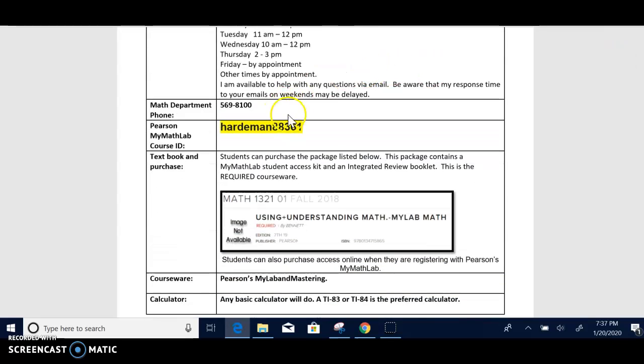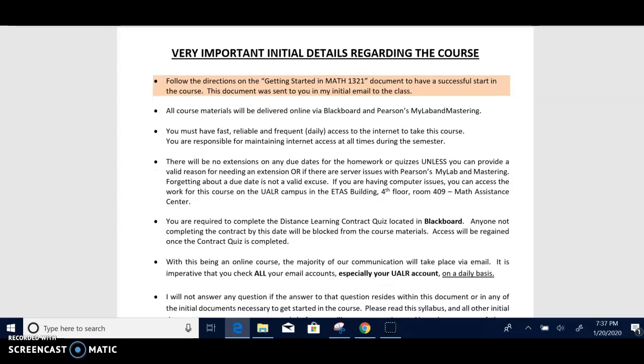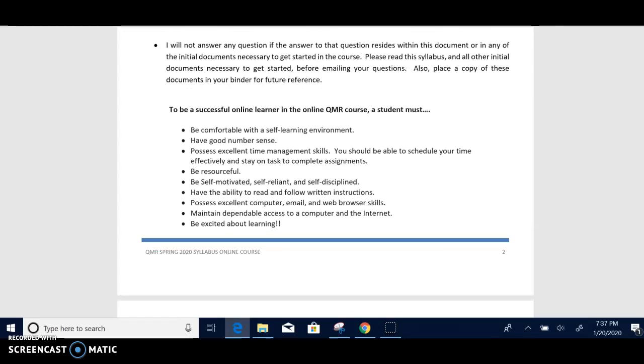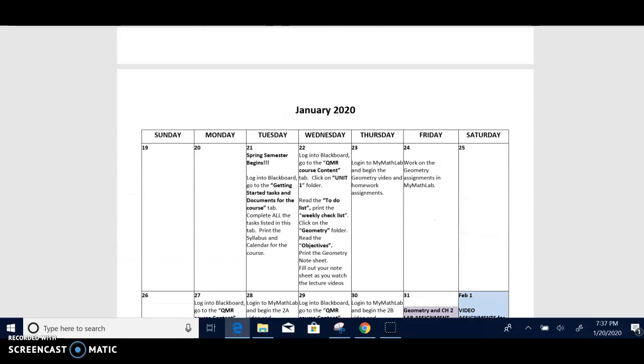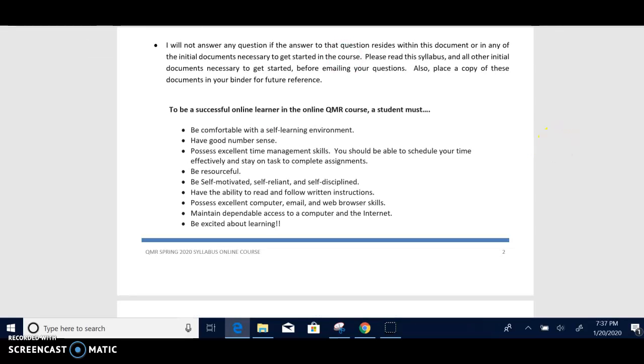So here is our syllabus. I mentioned we have the Pearson course ID that you need to register for Pearson's My Lab in Mastering. Please read through all these details regarding the course. To be a successful online learner, you must possess excellent time management skills. Something that'll help you with that, I do believe, is the calendar that I've given you that gives you an idea of what you should be doing each day in this course to help you stay on track and on task.